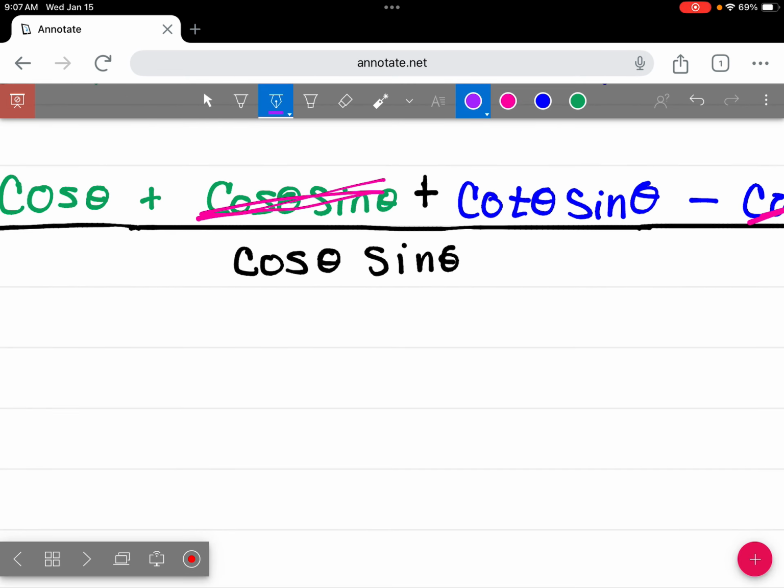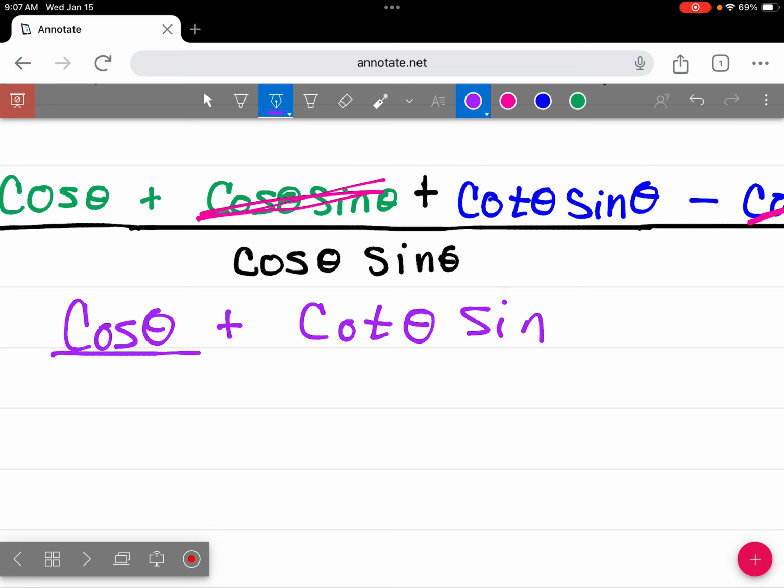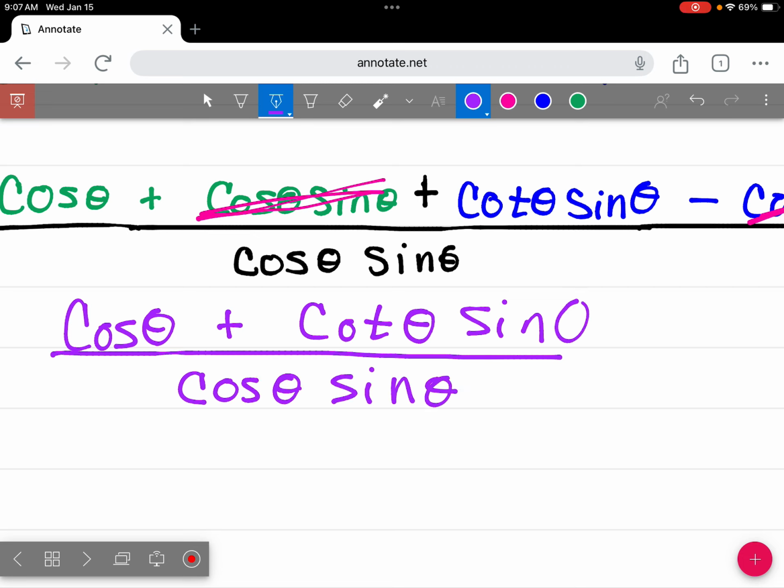So what we're going to have now is we have cosine. I'm going to put that up a line just because we're in nice space. Our cosine theta. And now we have cotangent sine over cosine sine. Oh, I forgot my theta here. There we go. So now let's see if we can simplify stuff a little bit. So let's look at our cotangent sine, because that's kind of messy.